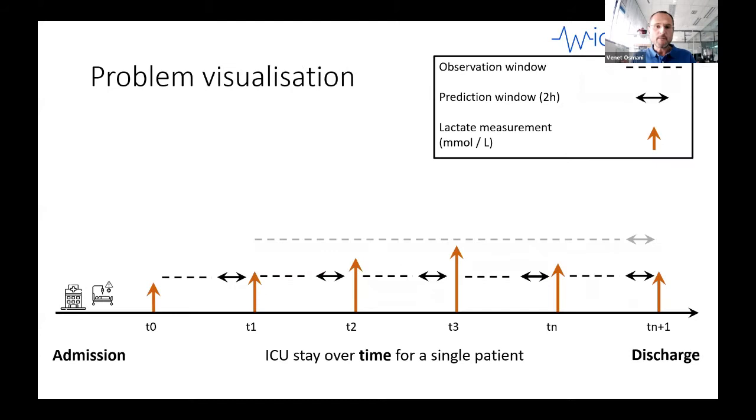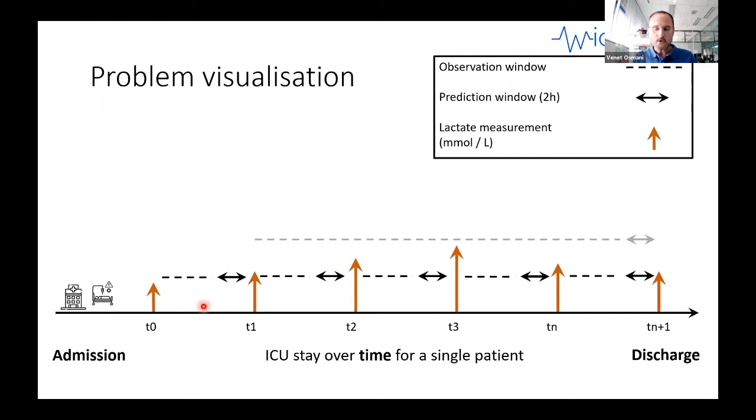Okay, just to give you a visualization of this problem. The red arrows indicate lactate measurements. This is the legend: we have the observation window, the prediction window, which in our case was 2 hours, and then the lactate measurement. So the patient gets admitted to the EICU. Then at time T0, a lactate is measured. And then there are some variables over time that are measured here.